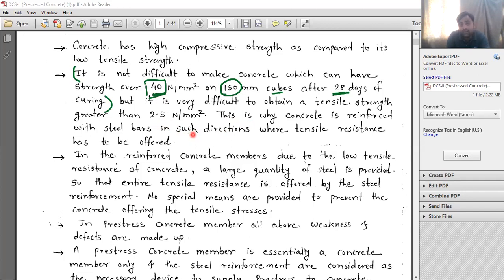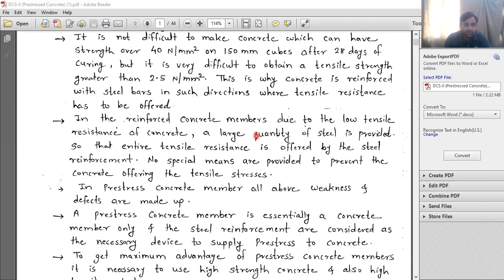Why do we provide the steel? Because the steel has very high strength. Okay, high tensile strength. I hope now these 2 points are clear with you. If you have any difficulty, you can ask me. Very simple points are there.